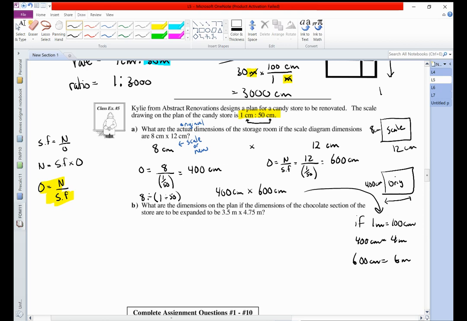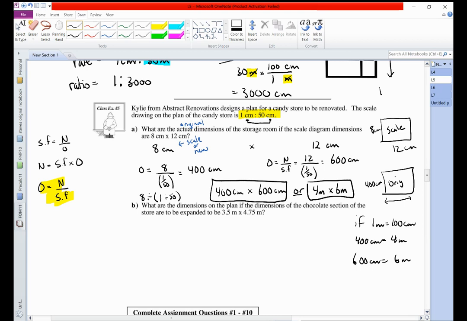So anyways, if 400 centimeters is 4 meters, 600 centimeters is 6 meters, then we can say our new dimensions are, or it's the same dimensions in a different unit, right? Our room is 4 meters by 6 meters. That makes a little more sense. Both answers are correct.